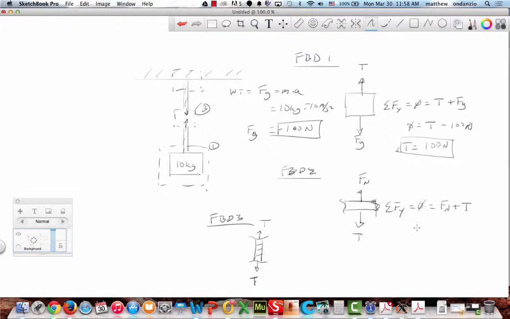Okay. So now that I figured out T, look at this. I figured out T, I can plug it into this T, can't I? So now I can say 0 equals F of N plus, now in this scenario over here with this free body diagram, what's the direction of T, negative or positive? In this free body diagram here, it's negative, so it's plus negative 100 newtons. So that means F of N is equal to what? 100 newtons, upward. Do you guys see that?